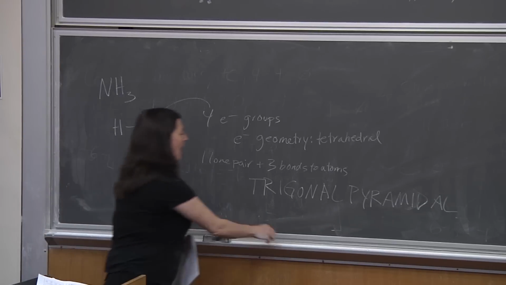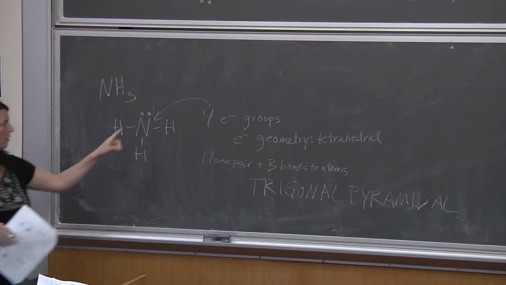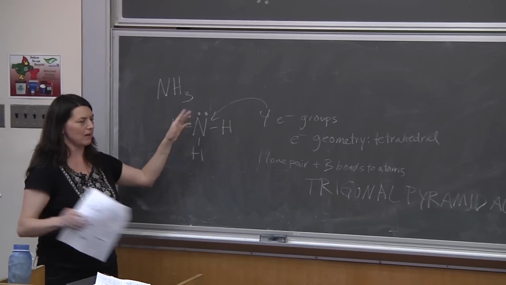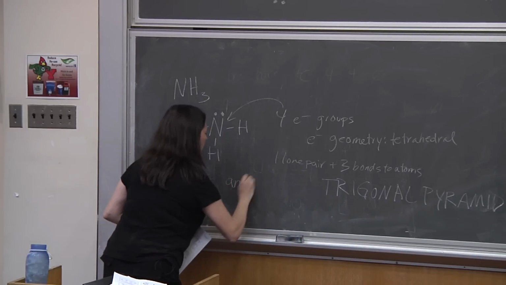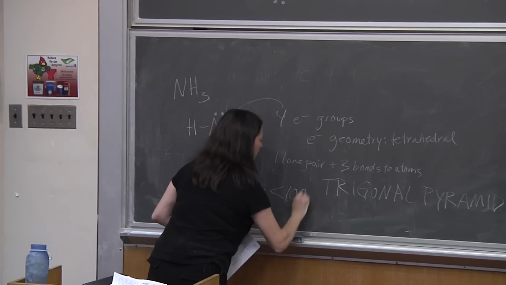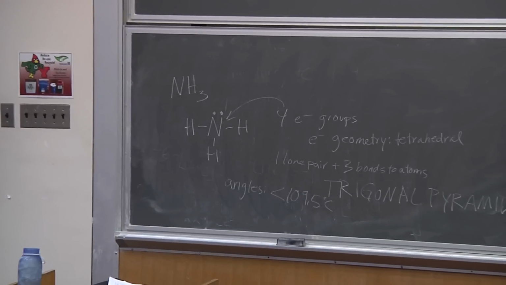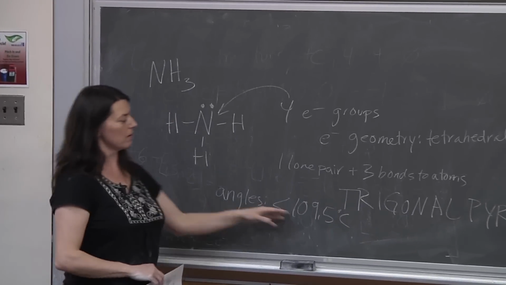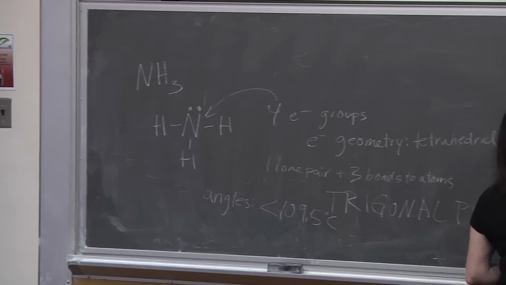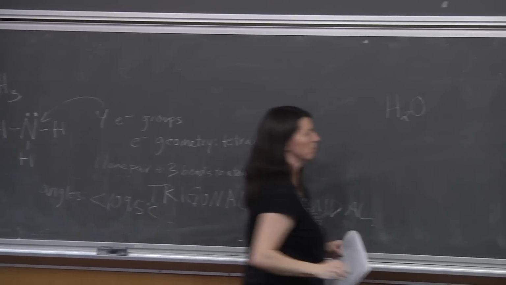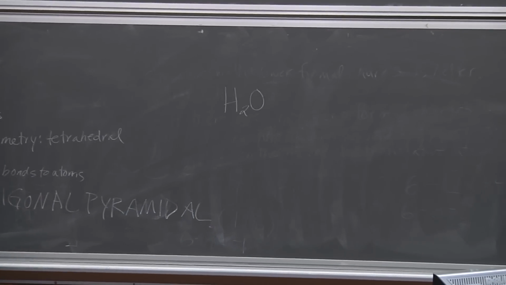Anytime you have lone pairs, that's going to affect the angles. Lone pairs hog a lot of space. They squish the angles together. So this angle is a little less than the regular. 109.5 is when everything is an atom, 4 atoms are attached. If you have a lone pair, then it's less than 109.5.